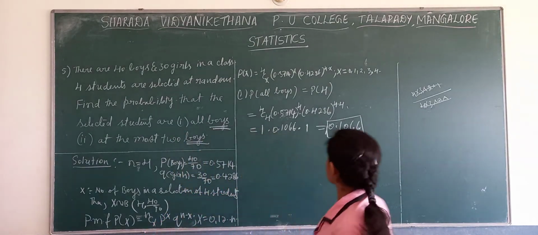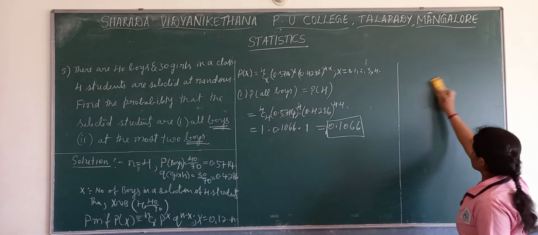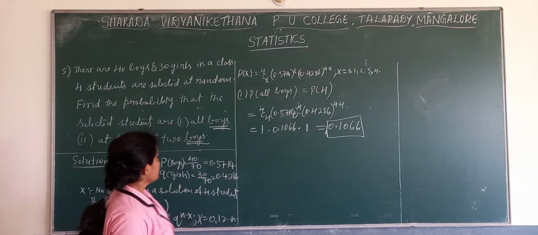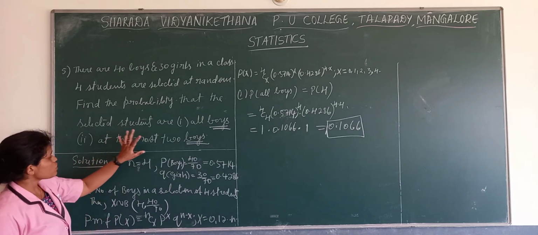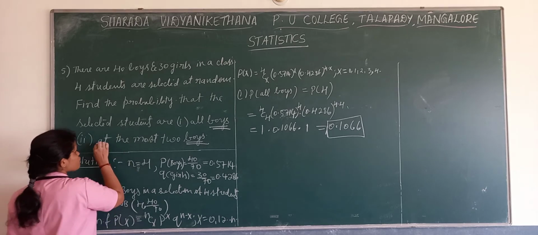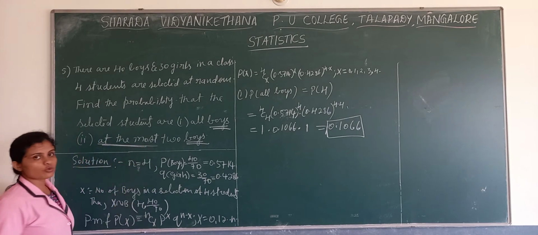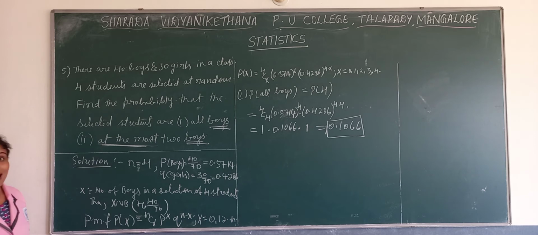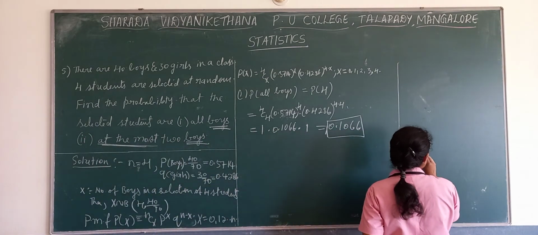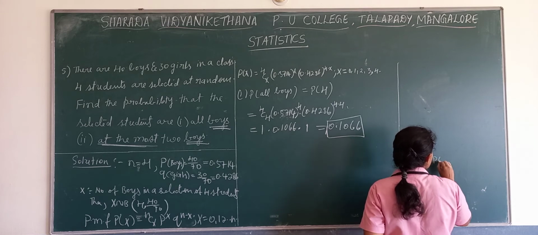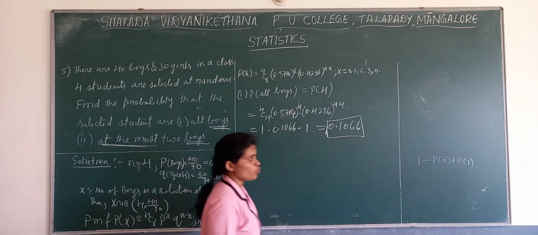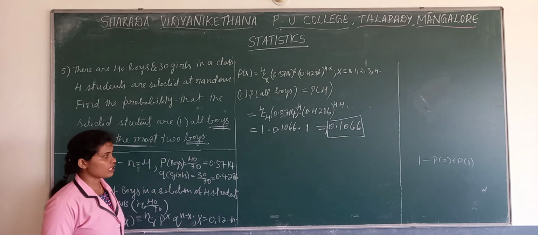Now see the next question. If you see the next question, at the most 2 boys. In the previous problem we have seen at least. Now what should we do when we get at the most 2 boys? At least 2 boys means, you know that when we get at least 2 it means 1 minus P0 plus P1. This is for at least 2. Below that we have to deduct from it.